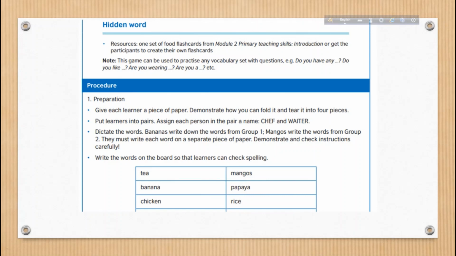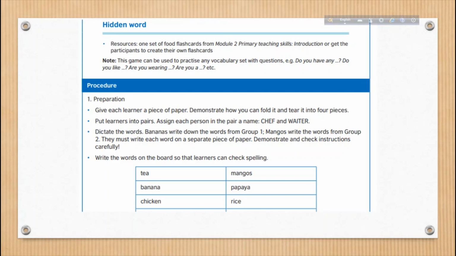This is the last game, the hidden word game. All types of games are taken from the TMT book. Preparation: give each learner a piece of paper, and demonstrate how to fold it and tear it into 4 pieces. The game can be used to practice any vocabulary set with questions.